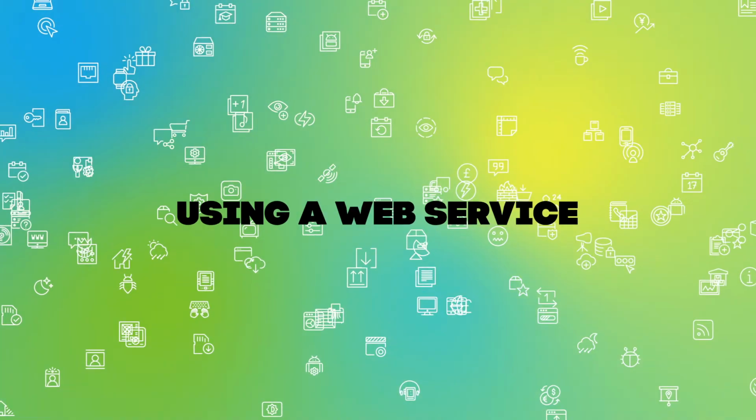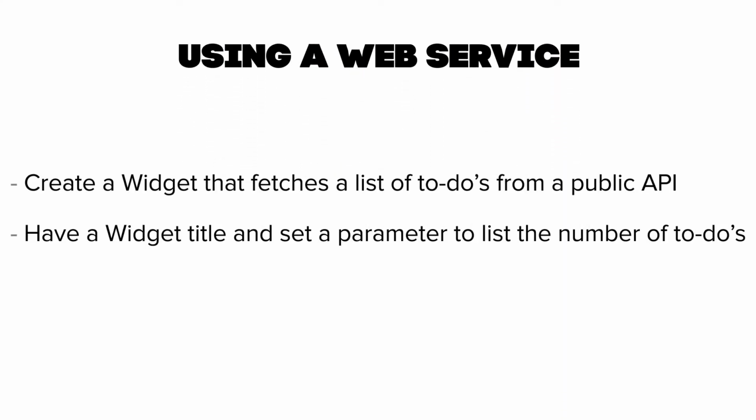So let's go to the next exercise. And here we're gonna use an external web service where we need to create a widget that fetches a list of to-dos or anything from a public API, and it will display that list on the front end. And for the settings part, we're gonna need a limit for the number of to-dos that we want to display and the widget title.